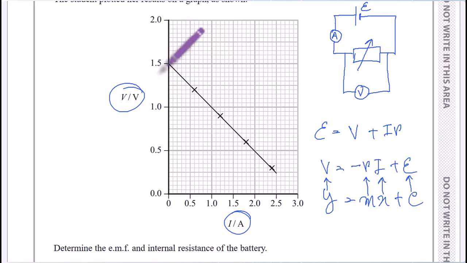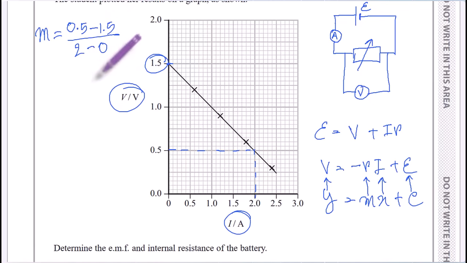You can clearly see the graph cuts the y-axis over here. So this has to be the EMF, 1.5. And now let's find out the gradient of the graph. It's a downward sloping line, so you can take up to this as well. This is my change in y-axis and this is my change in x-axis. So m equals change in y-axis, which would be 0.5 minus 1.5, divided by change in x-axis, which is 2 minus 0.